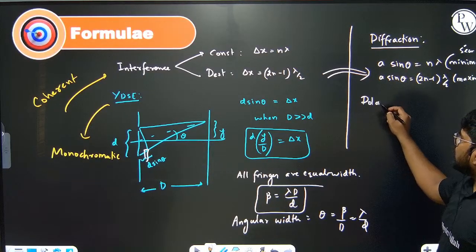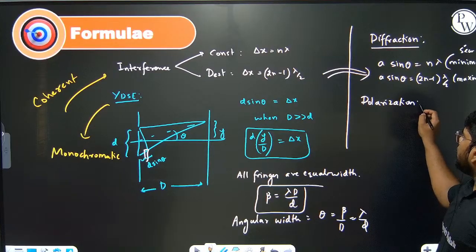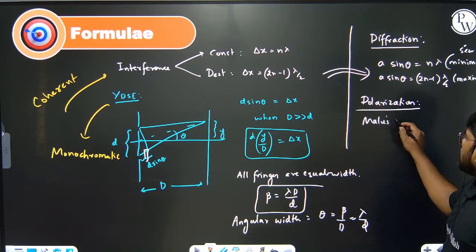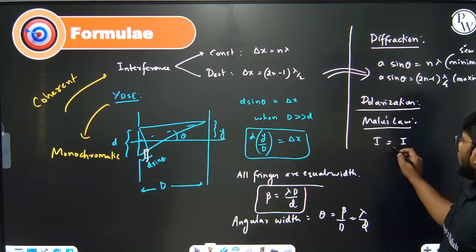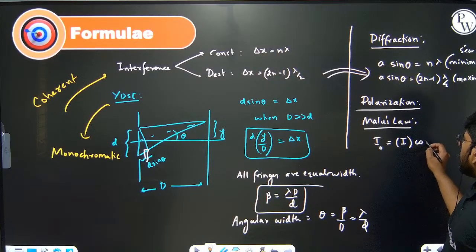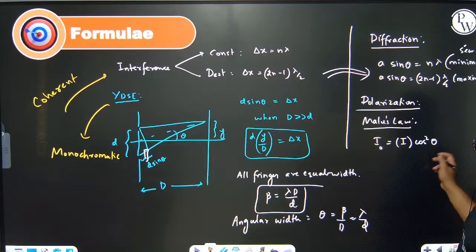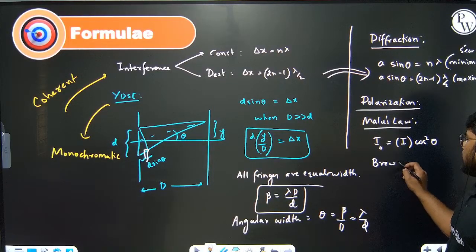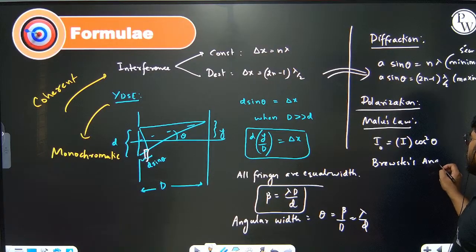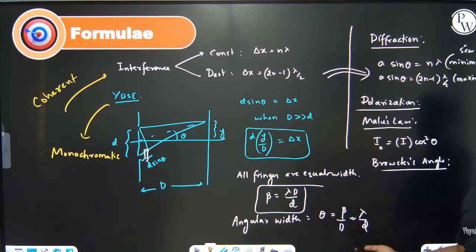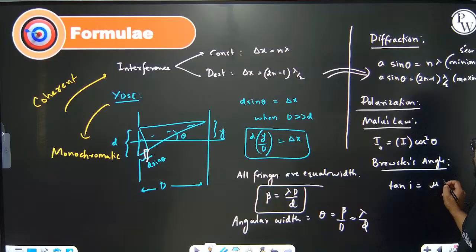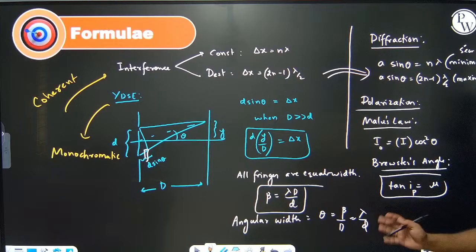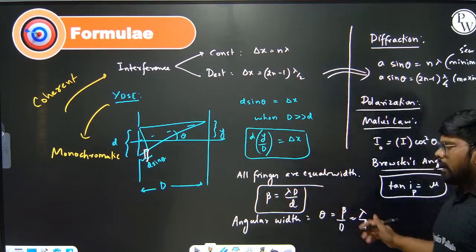In the case of polarization, there are only 2 formulas. One is Malus law, which gives us the intensity through a polarizer: output intensity is equal to input intensity into cos square theta, where theta is the angle. And Brewster's angle. What is the formula for Brewster's angle? It is related to the angle of incidence at which the reflected light is completely polarized. So tan i is equal to mu. Questions are directly asked. This is it. If you have understood these things properly, then wave optics is done.